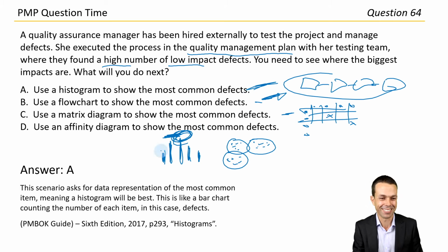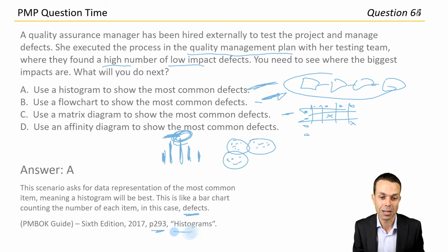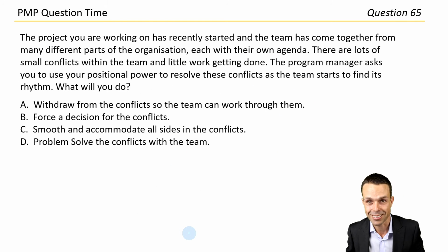All right, excellent. This scenario asks for a data representation of the most common item, most common, meaning a histogram will be best. This is like a bar chart, counting the number of each item. In this case, the item is defects. Page 293 in the PMP guide under histograms. You're doing pretty well. All right, let's get to this.